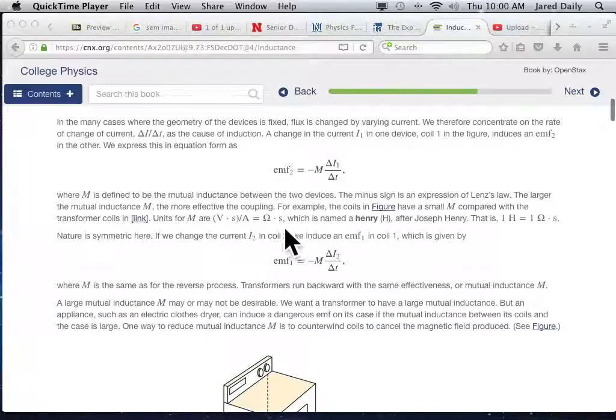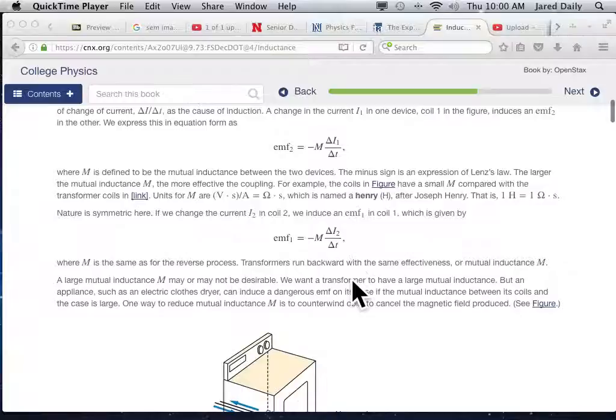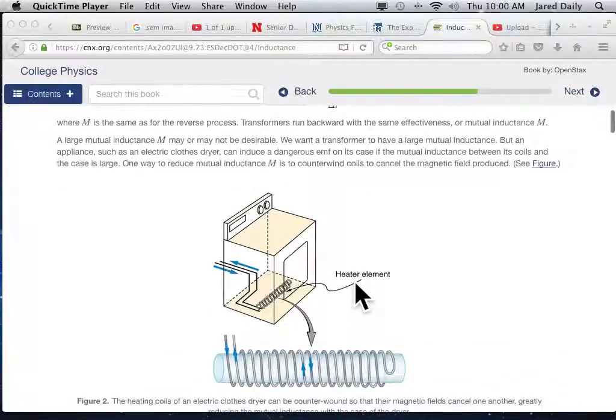The EMF caused in the first coil by the second coil is the same: the change in current in the second coil divided by the change in time, times the mutual inductance between the two coils. And there's that negative sign from Faraday's law again. This is all named after a physicist named Joseph Henry, who figured this all out. The symmetry back and forth gives a nod back to Newton, whose third law suggested such symmetries exist.